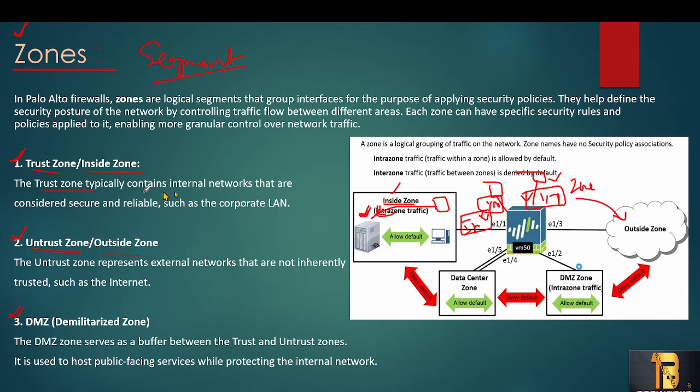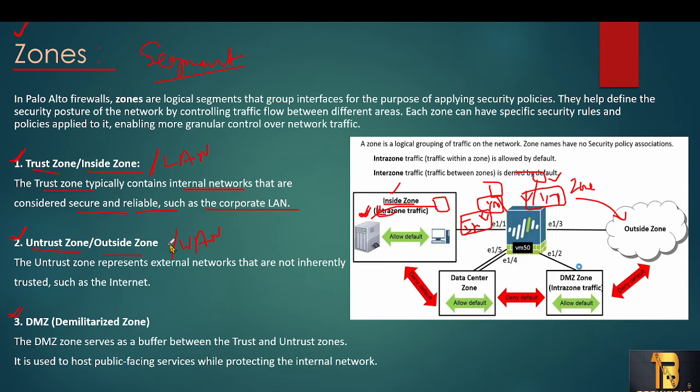The trust zone contains internal networks that are considered secure and reliable, such as the LAN network. We can call this a LAN network as well, and this other one we will call a WAN network. In your terminology you can understand the LAN network that we consider as inside, because the inside LAN network will be safe and secure, and the traffic will be reliable. So that will be considered trust or inside.